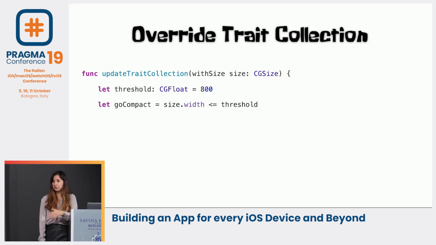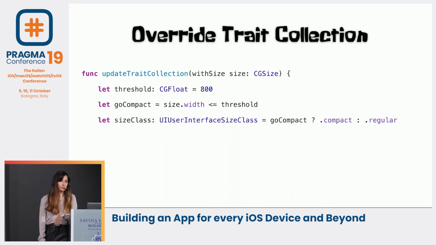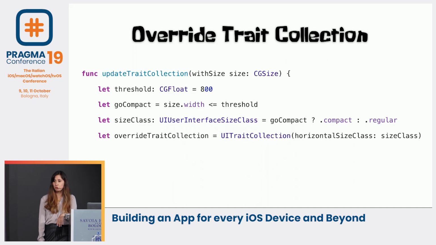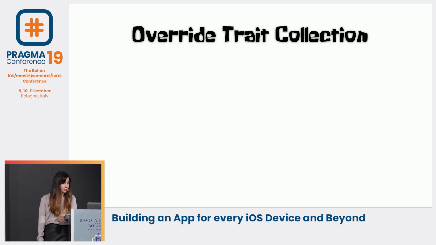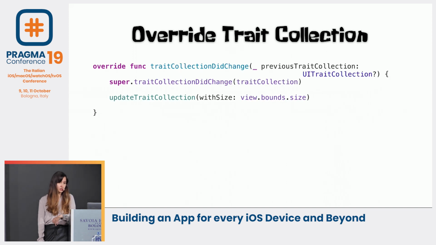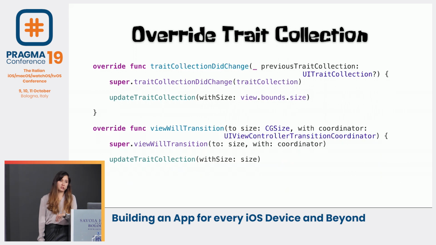We check if we want to go compact. We decide on the size class based on that. And we create an override trait collection. And then we set this trait collection on the child. And we call this in the trait collection did change. This will take care of the initial state. And we also set it in view will transition to size, that will handle all the other cases.